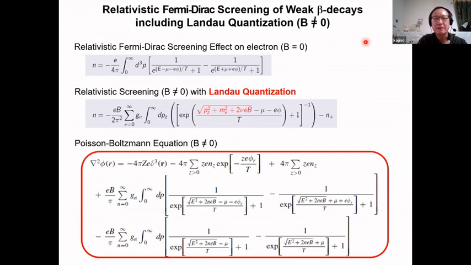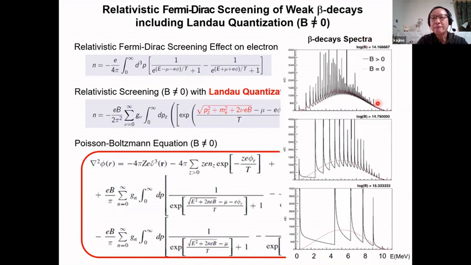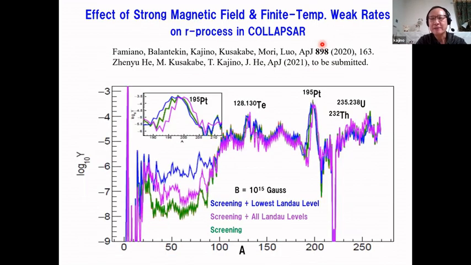Weak rate also changes due to the magnetic field, so we take account of all these. The Landau condensation makes a final effect on the abundance through the weak rate, like this. The light elements parts, as well as the heavy elements parts, depend on the treatment of the magnetic field effect.